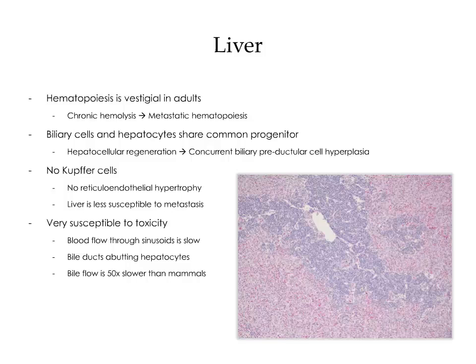Blood flow through sinusoids is slow, and the bile ducts are in direct contact with the neighboring hepatocytes. Moreover, bile flow is 50 times slower than in mammals. As a consequence, toxins that are excreted through the biliary system have ample opportunity to cause hepatocellular injury. The image on the right is an example of metastatic hematopoiesis in the liver.